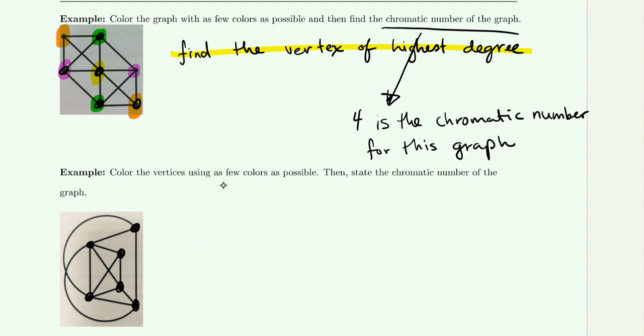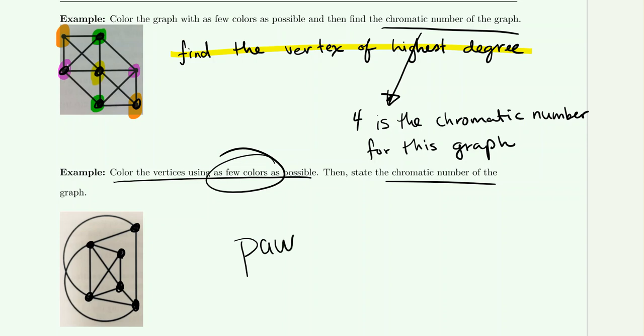Now for the next example, you're asked for this graph to color using as few colors as possible, then find the chromatic number based on what you colored. I recommend you take time to attempt this on your own, draw the graph correctly on your paper, apply a least coloring, and then unpause to check your work.